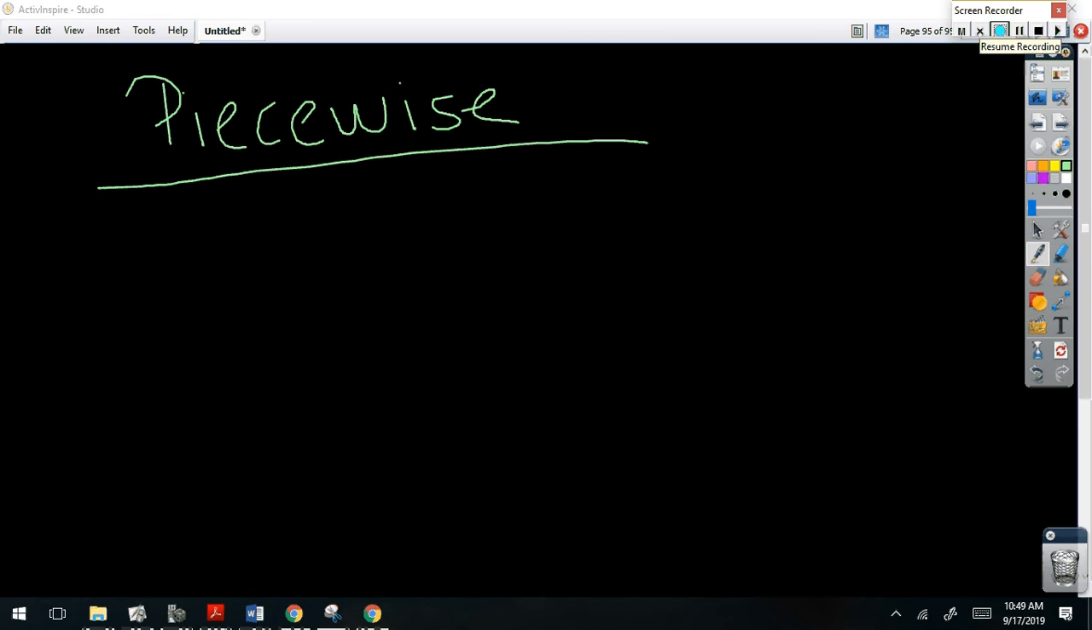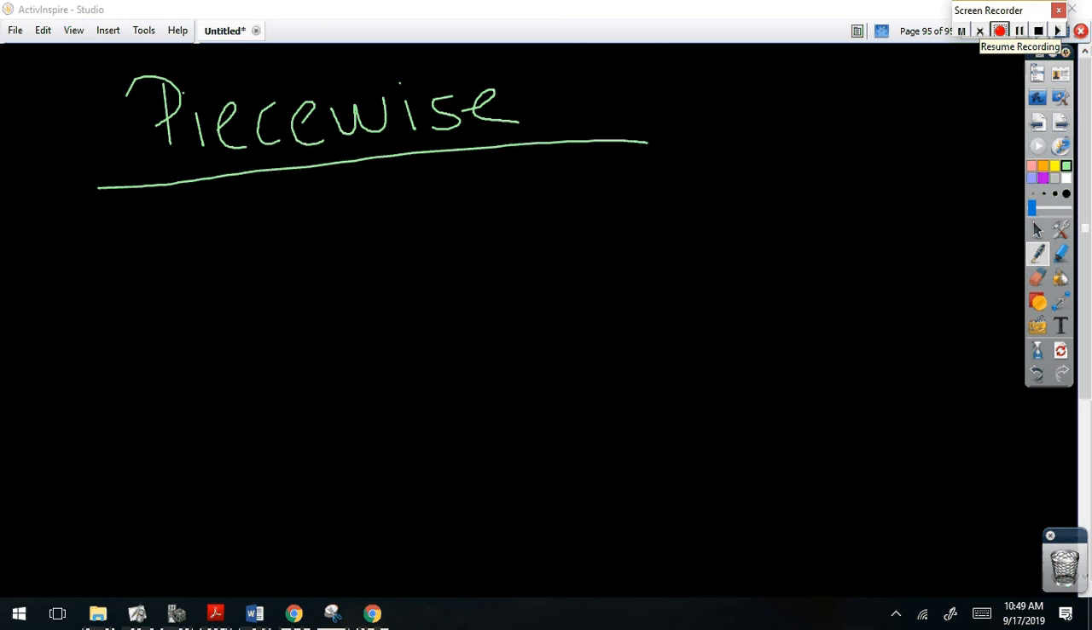Pieces. Okay, so listen, piecewise is exactly what it sounds like. It is a function that's graphed in pieces. How do we determine what the pieces are going to look like? We determine it by domain restrictions. The pieces themselves are going to be super duper easy. The restrictions are where it's going to get you.